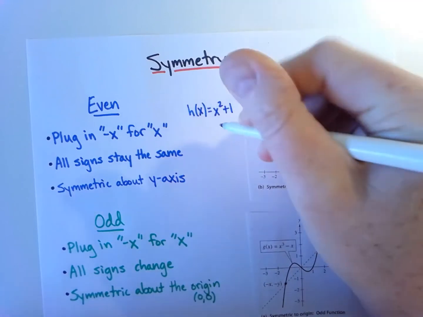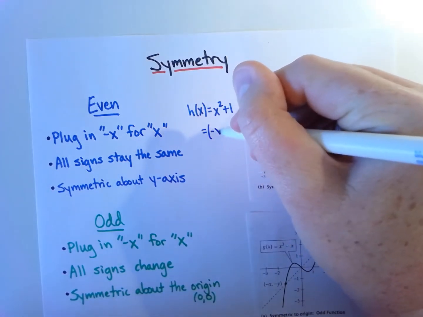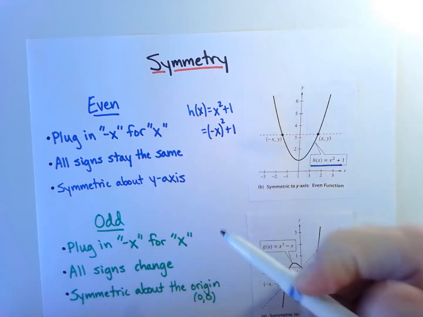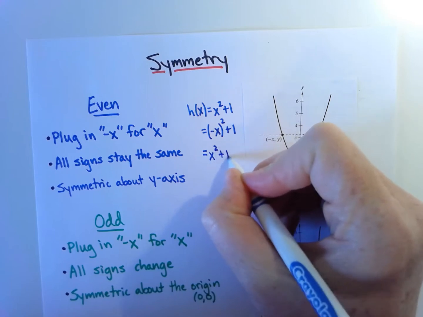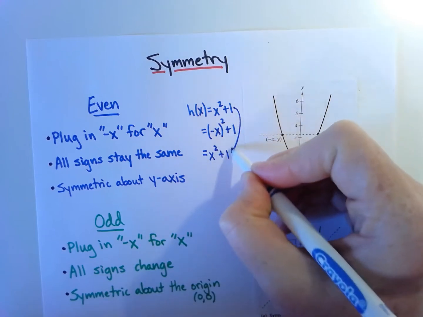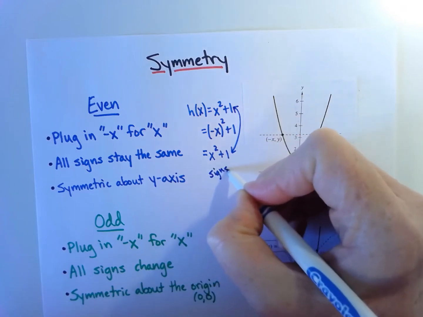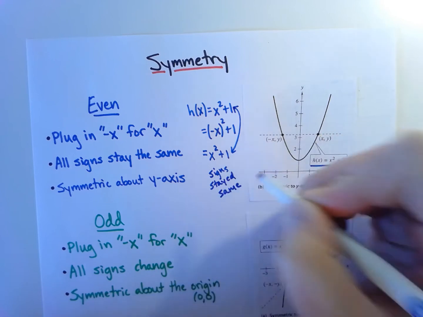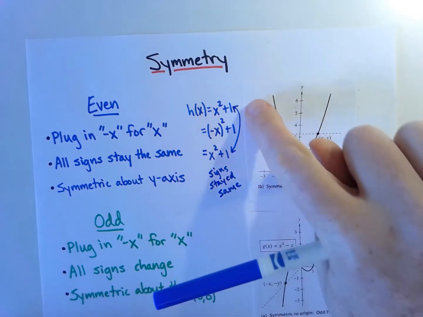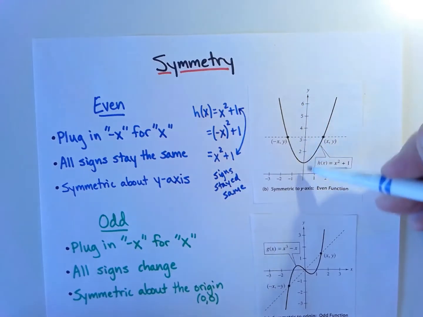So if we literally replace x with negative x, so we say now negative x squared plus 1. Well, that would equal x squared plus 1. So my signs from the beginning to after I plugged in negative x, they stayed the same. So that's why we would say this is an even function. They all stayed the same even when I substituted negative x for x. And on a graph, it would look symmetrical about the y-axis.